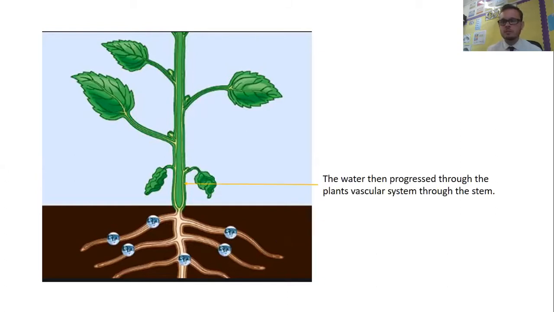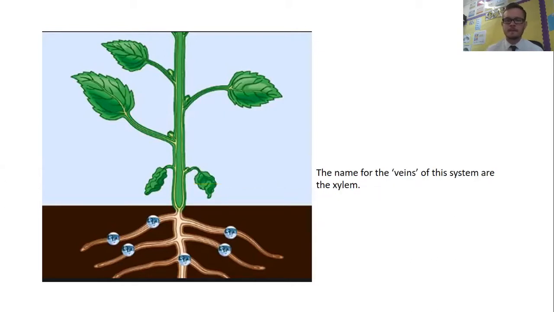The water then progresses through the plant's vascular system. Now, vascular system is a way of saying how it gets its nutrients around its body. Our vascular system obviously consists of the way our blood runs around the body. That's a circulatory system even. This is how the plant gets its water around its body. So it goes up from the root into the stem, which is that main part of the center of the plant.